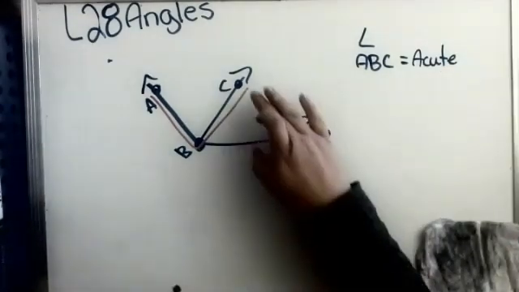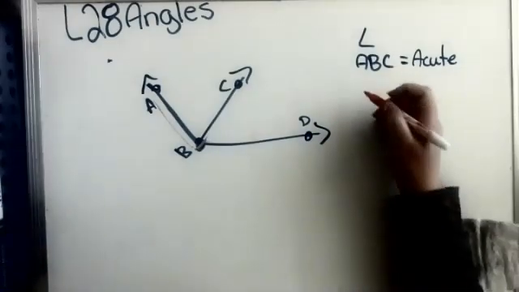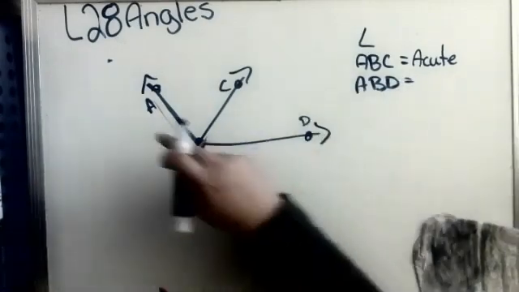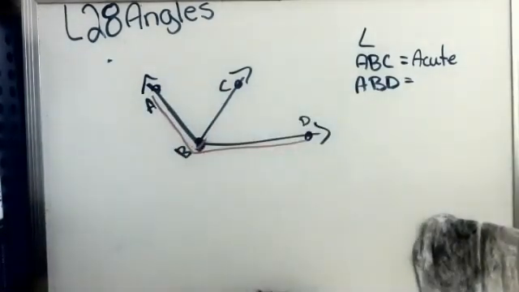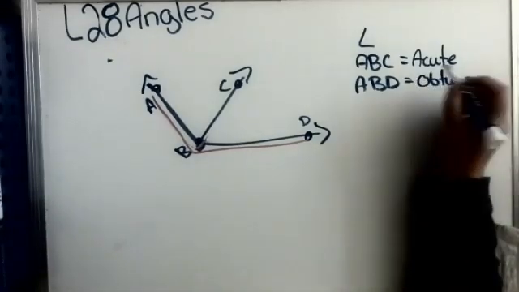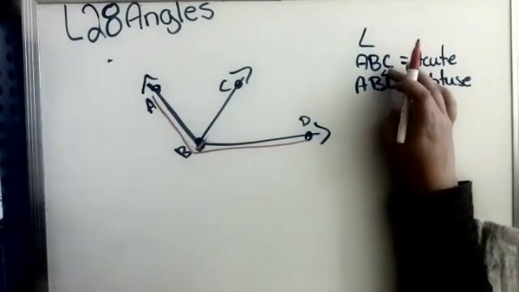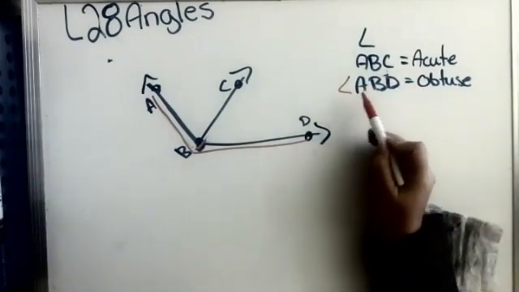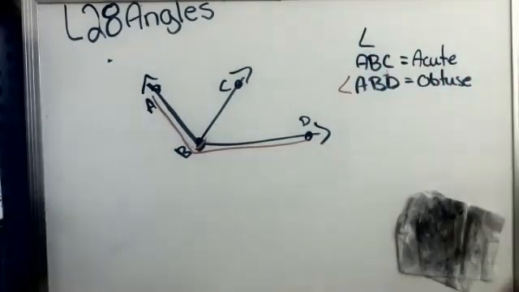If I'm looking at the angle ABD, okay, ABD, I'd say that angle is obtuse. Okay, and this is kind of how you write it. You can either choose to put the angle sign up top or on the side, but what you're saying is the angle ABD is obtuse. The angle ABC is acute.